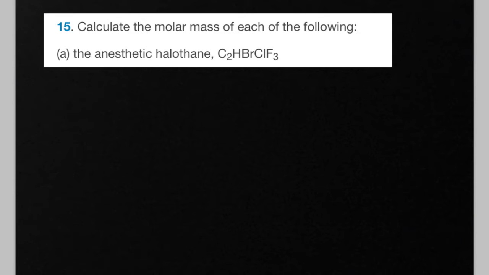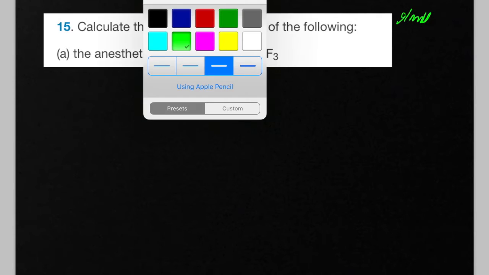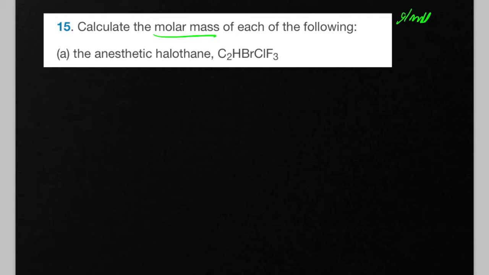Problem 15 from OpenStax asks us to calculate the molar mass, remember that has units of grams per mole, for some various organic molecules. So again, you use the average atomic masses found on your periodic table. I like to use those found on ptable.com. And so let's go ahead and jump into it.